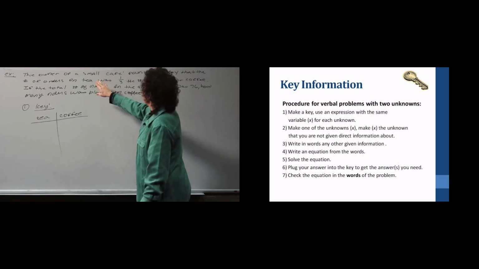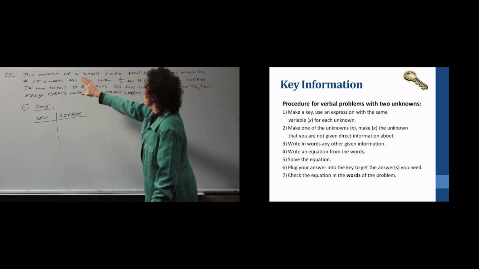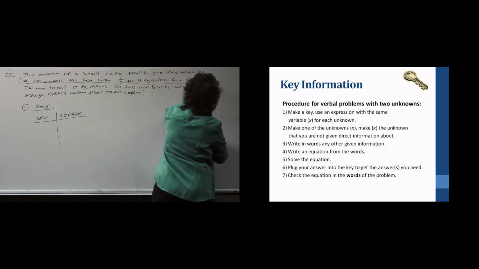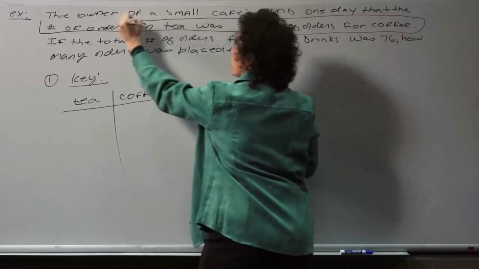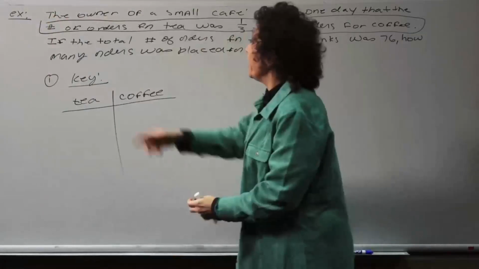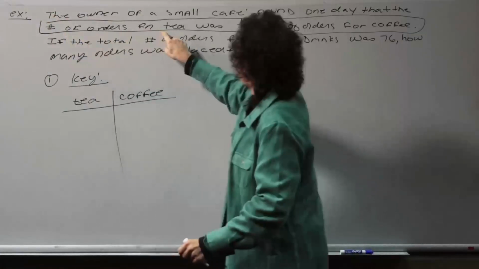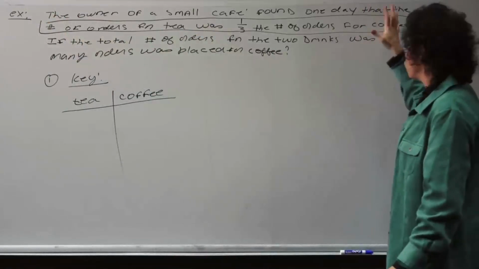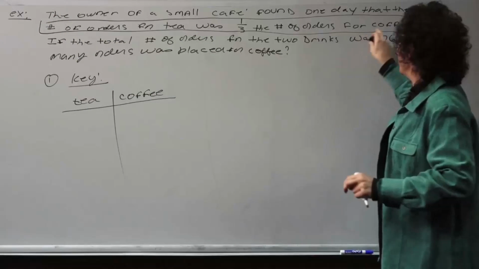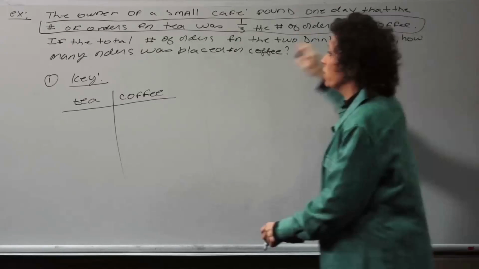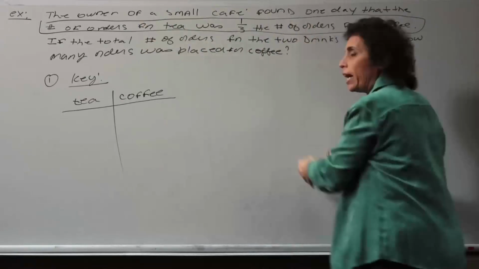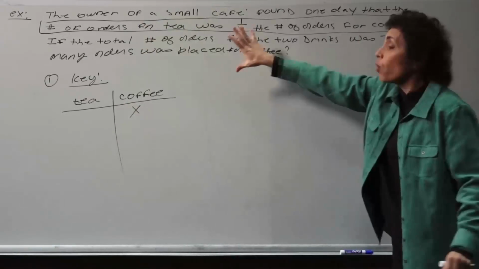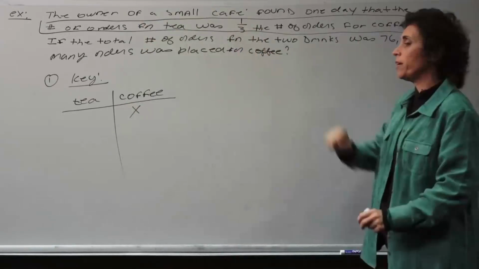So the owner of a small cafe found that one day, here we go, the number of orders for tea, here's the important part, the number of orders for tea was 1/3 the number of orders for coffee. They gave me direct information about tea. They did not give me direct information about coffee. It says the number of orders for tea was blank. So they told me about tea. They didn't say anything about coffee, so I'm going to make that X.